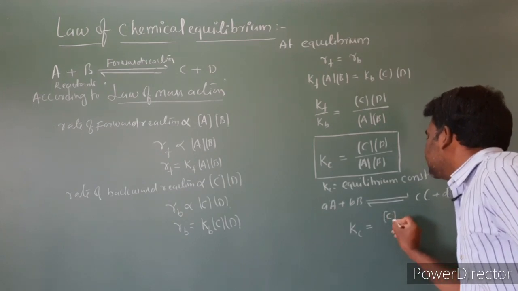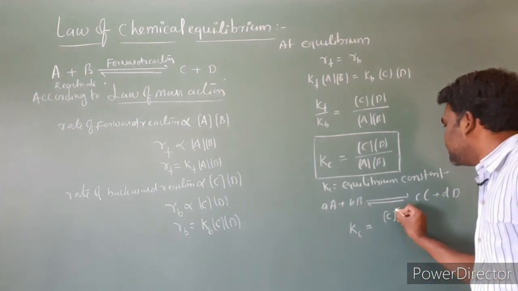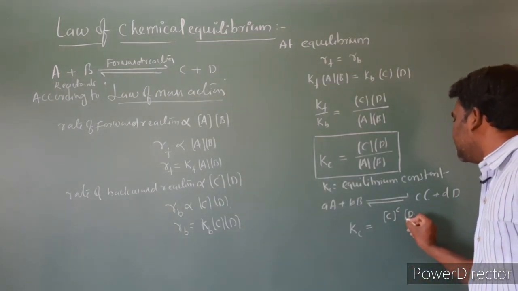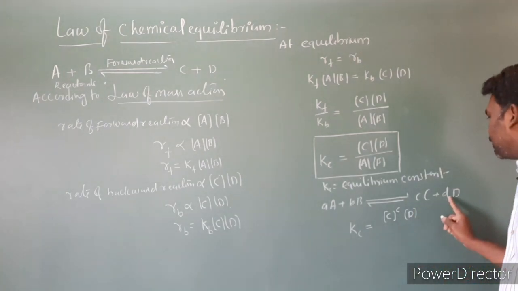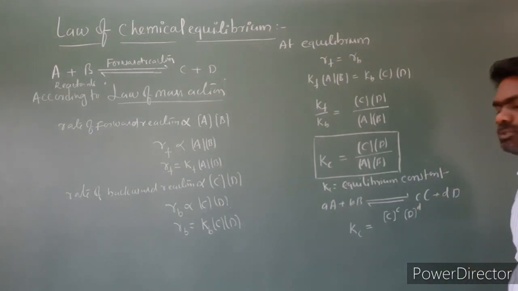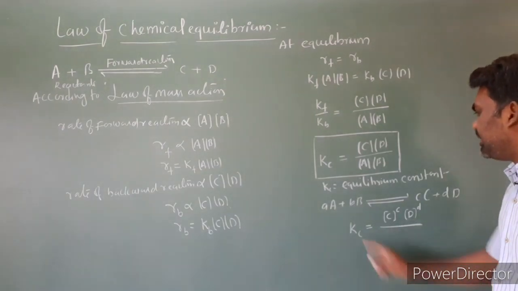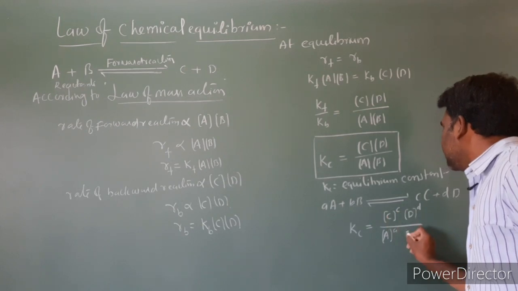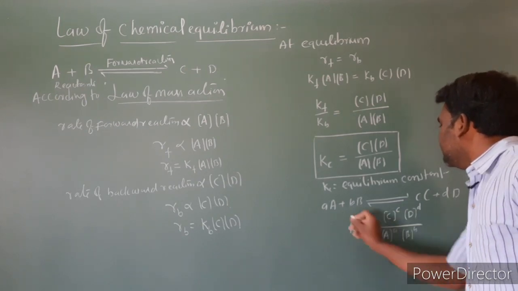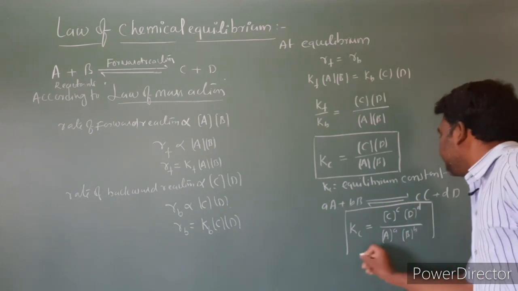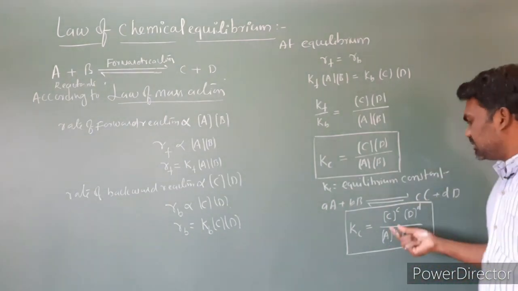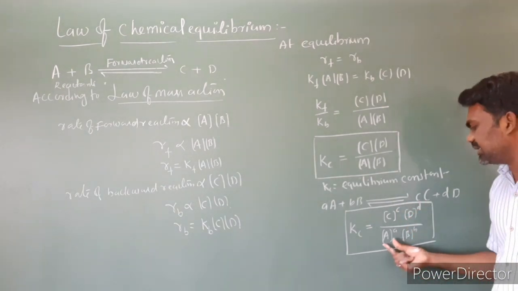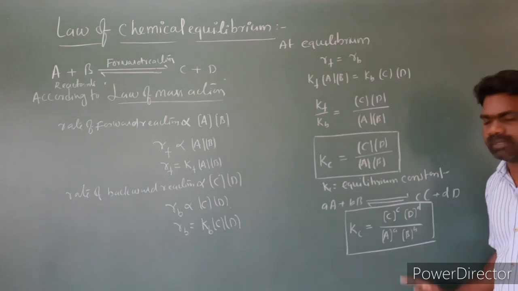The concentration of C is raised to its stoichiometric coefficient, so [C] power c. Next, the concentration of D, raised to its stoichiometric coefficient, which is d. So [D] power d, divided by [A] power a and [B] power b. So this is the Kc for this equation: Kc is equal to [C]^c [D]^d divided by [A]^a [B]^b.